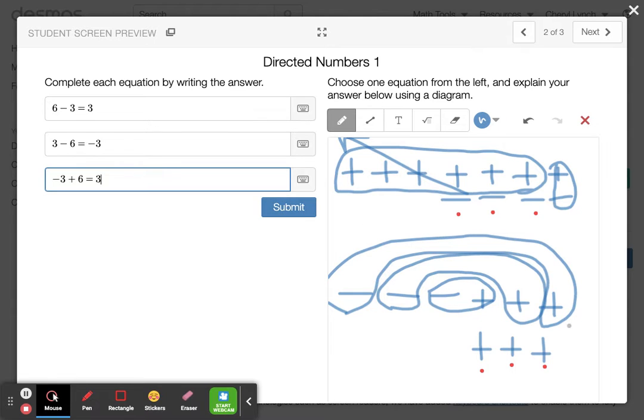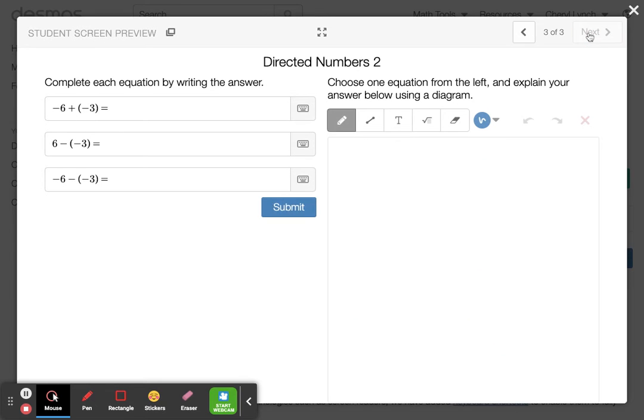Once you are done with your explanation, and you could do this in a number line or in integer tiles, I chose integer tiles, you're going to hit submit and then on to the next slide, and you're doing the same thing with the next slide. I'm going to draw each one of these out. You actually only need to draw one. So I'm going to draw each one so that you can see my thinking.